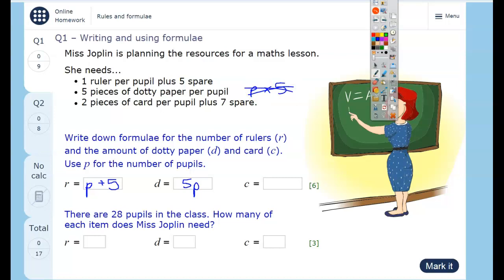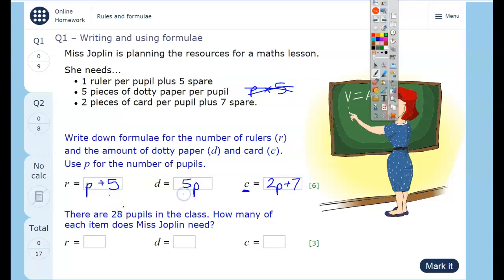Then the last one, 2 pieces of card per pupil plus 7 spare. Well, that means that the number of pieces of card, C, is going to be equal to 2 per pupil, so 2 times the number of pupils. Let's write that as 2p, and then 7 spare, so an extra 7 on the end. And we could use that if there was 28 pupils in the class.